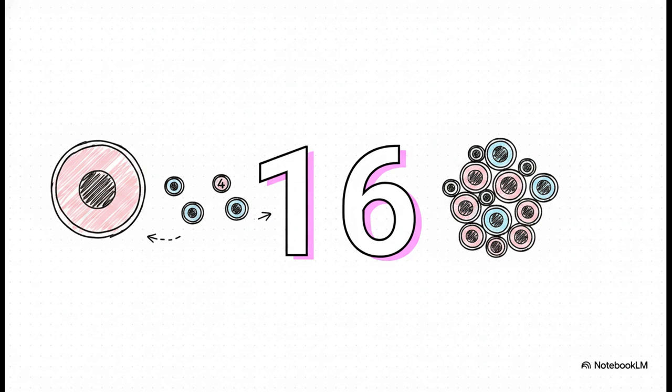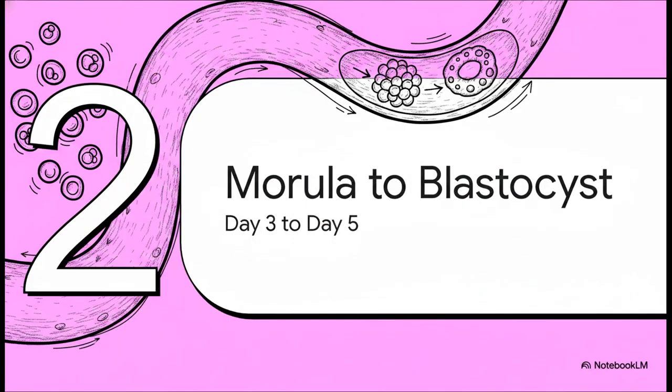By the time we hit the 16-cell stage, the ratio of nuclear material to cytoplasm has spiked significantly compared to our single-celled starting line. The cells are getting smaller and smaller, literally packing more and more genetic material into the exact same volume of space. It's incredibly efficient.